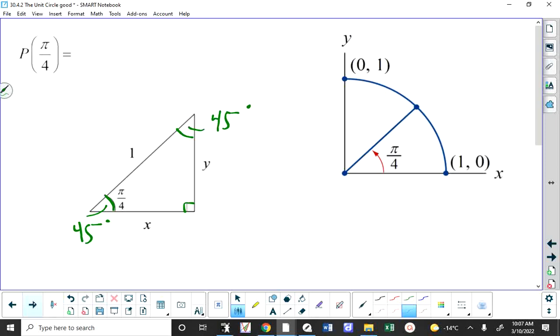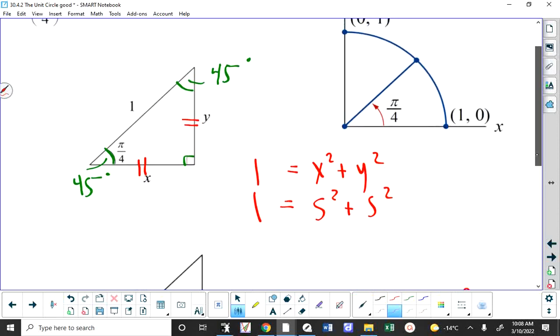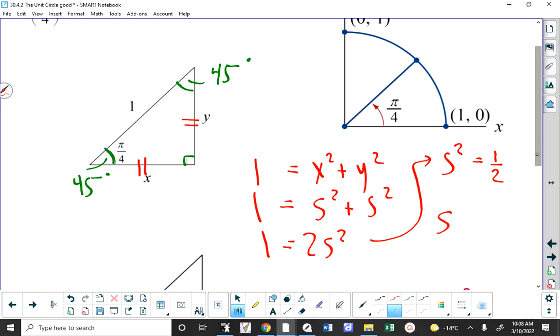We're dealing with an isosceles triangle, which means that this side and this side are the same. So I am going to set up the Pythagorean theorem. And I'm going to call each of those two sides S. I don't want to call them both X because one is a Y. So 1 squared, the hypotenuse, well, it's 1 equals x squared plus y squared, right? So 1 equals side squared plus side squared, which means 1 equals 2S squared. That means S squared equals 1/2, so S equals plus or minus root 1 over root 2.